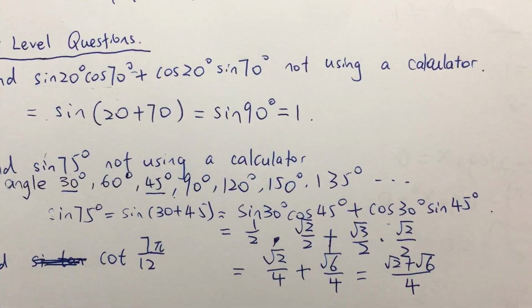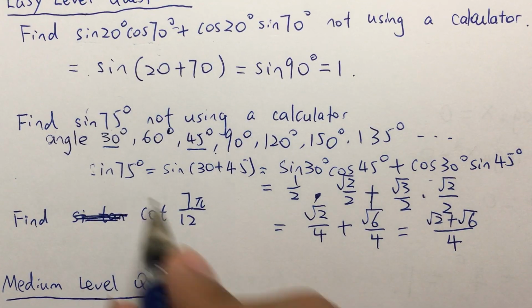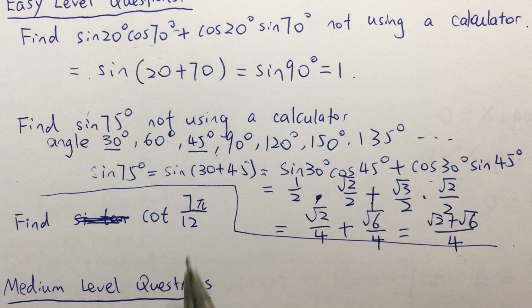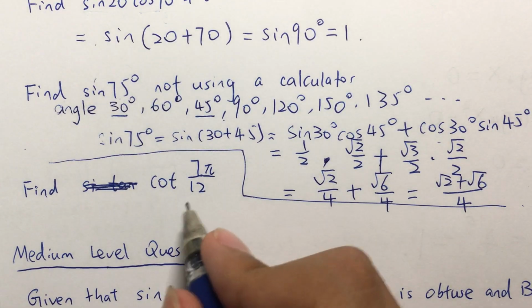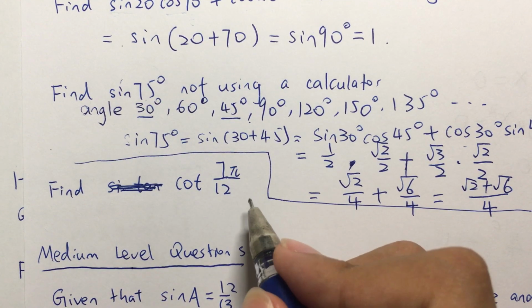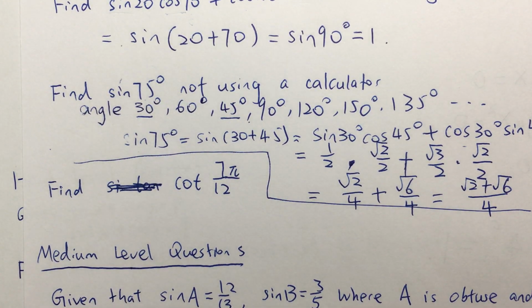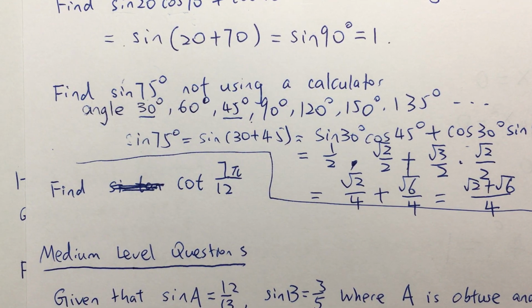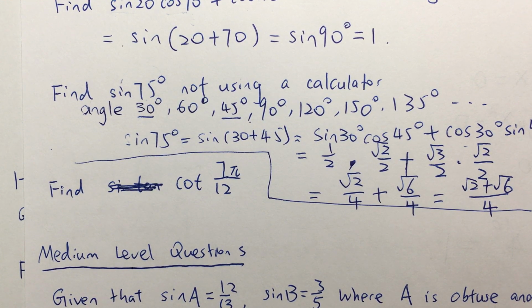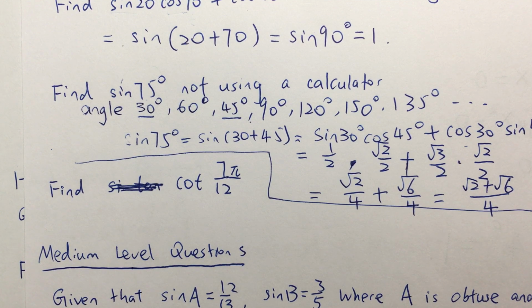Okay, so now, oh yeah, there's another question. I nearly forgot. Find cosine 7 pi over 12. Because there's a pi here, which means that this is written in radian form. What is radian form? We learned this in AS, which means that pi is equal to 180 degrees.